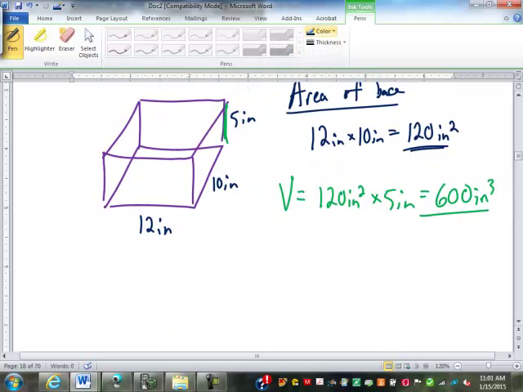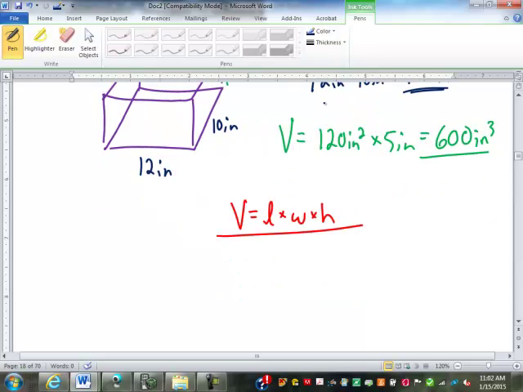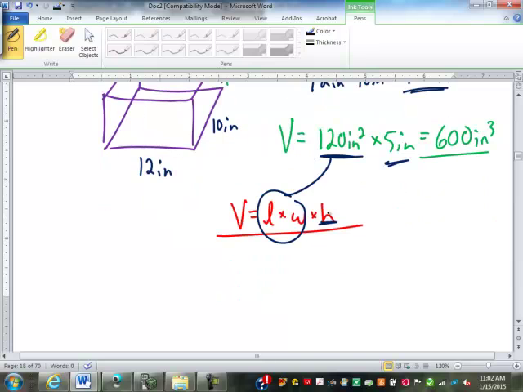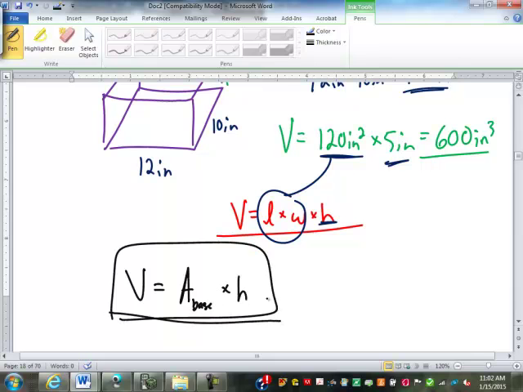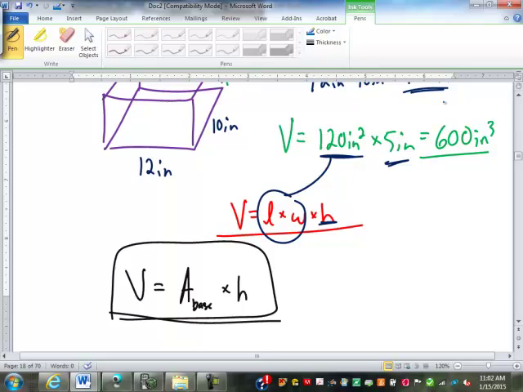Now, many of you were taught the volume formula for a box. It was length times width times height. What we did here is just exactly that. Length times width is just the area of the base. Then times the height, like we did here with the 5. The reason I define the volume to be the area of a base times the height is because this formula applies to shapes other than boxes. The length times width times height only applies to boxes.